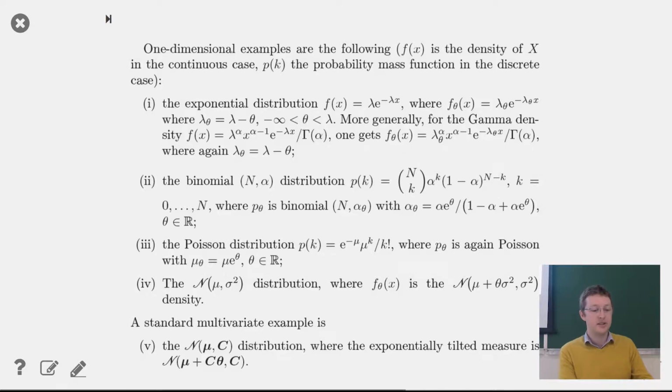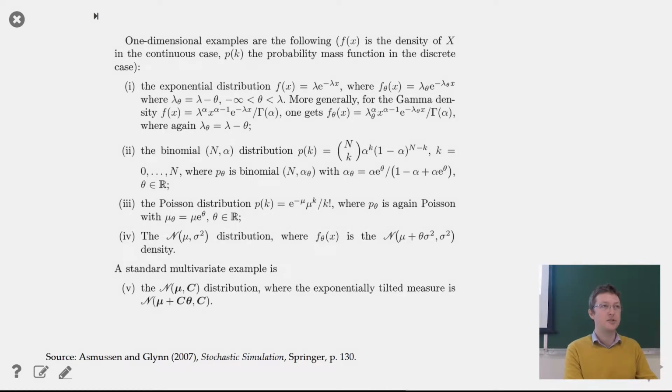Since there are so many examples, I found the page in my PhD supervisor's textbook that he wrote on this topic and just took a screenshot of it because I was too lazy to copy it out. But for example, the exponential distribution, if you exponentially tilt it, you get another exponential. Same with the gamma, as we just saw. The binomial distribution, Poisson distribution, normal distribution, multivariate normal distribution. So pretty much anything that's called the natural exponential family of distributions, when you exponentially tilt, you stay within the family. It's almost by definition.